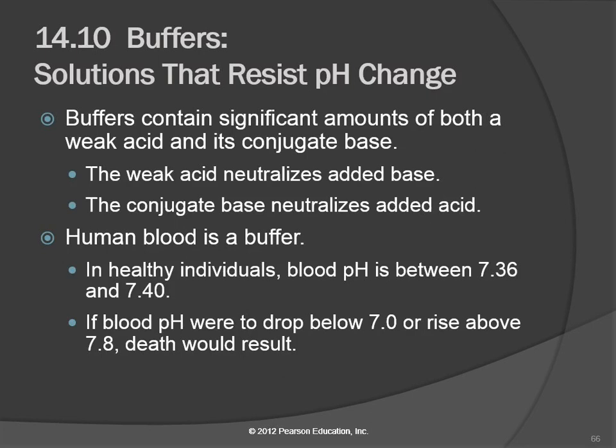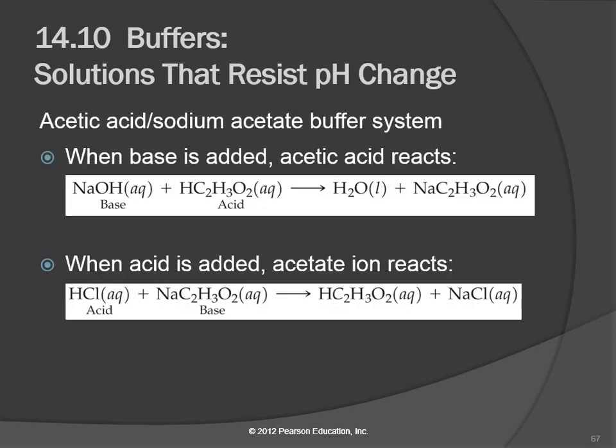pH 7.4 is fine, pH 7.36 is fine. Below pH 7, you're dead. Or if it gets above 7.8, you'll die. Because it messes up all the chemical reactions in your body and life can't go on. So the blood is buffered. And this happens in other types of cells as well, but buffers are really important in biological systems.